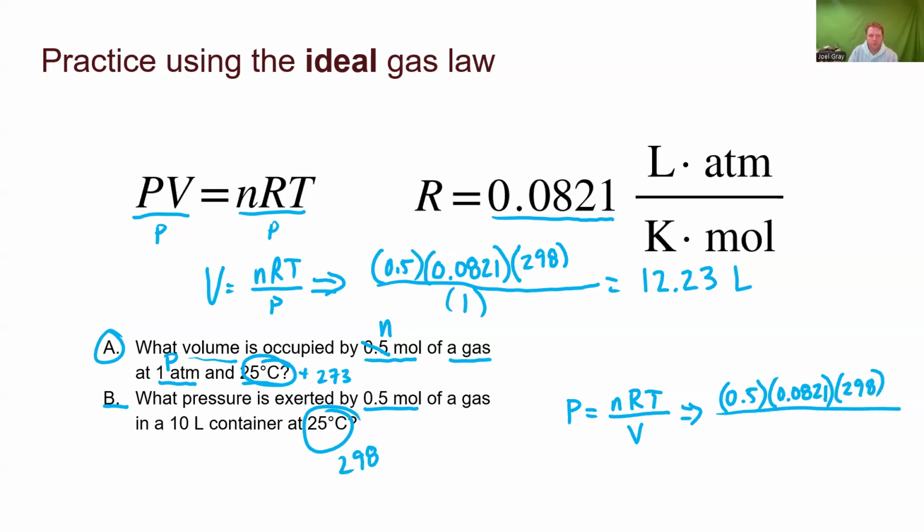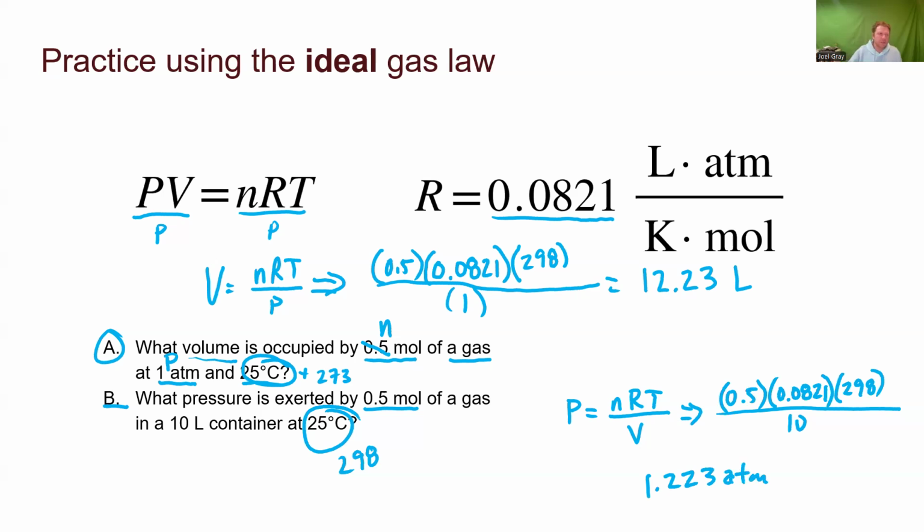And then my volume is 10 liters. Now, I'll plug all that in and I'll say divide by 10. My pressure is therefore going to be 1.223 atmospheres.